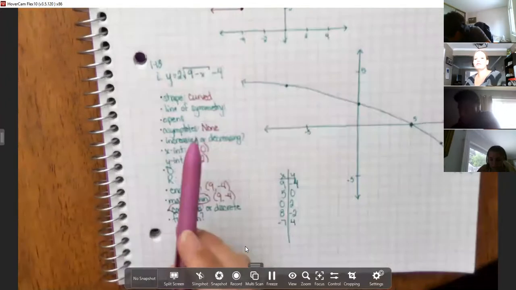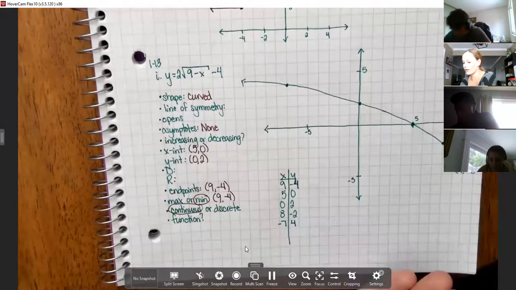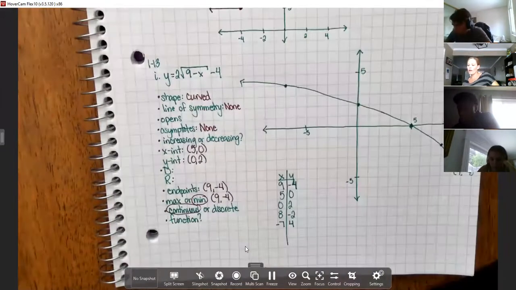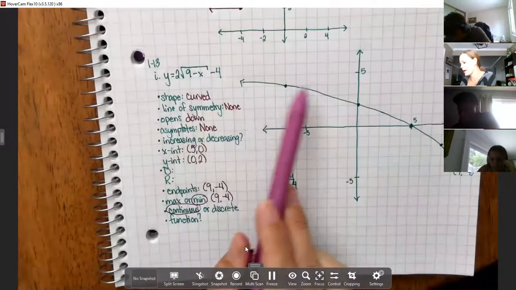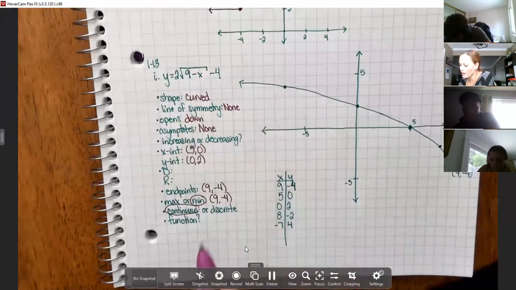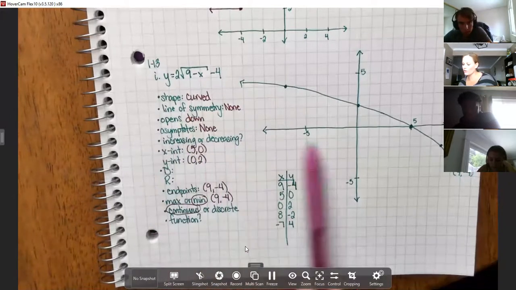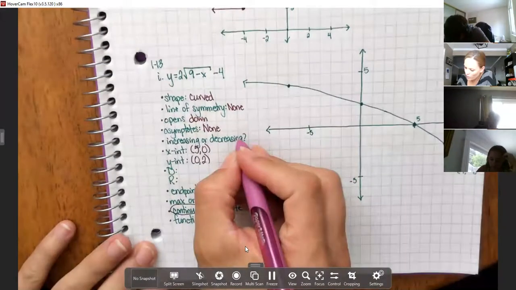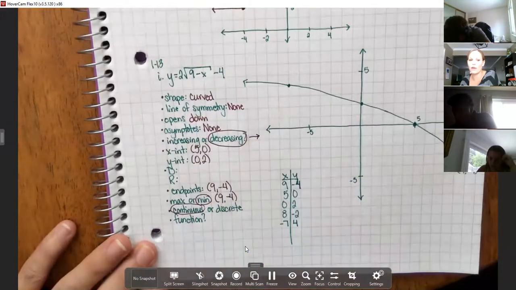Line of symmetry, remember, is there something where I can cut this in half and it's the same on both sides, like with reflection symmetry. So there is no line of symmetry here. This opens down, in terms of a parabola, the concavity would be that way. Increasing or decreasing, that's as you go left to right. So as I go left to right, like I'm reading a book, my graph is going down. So this is decreasing. Again, you're asking yourself, as I go from left to right, what's happening?